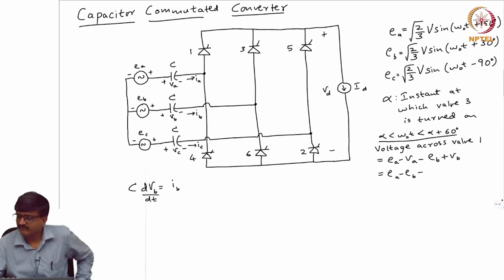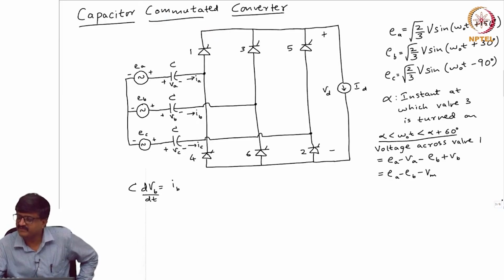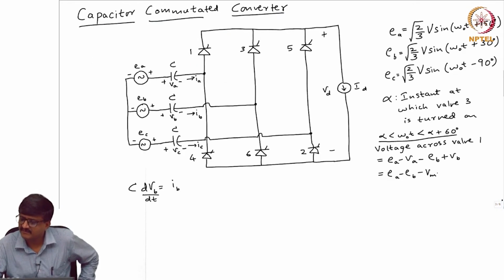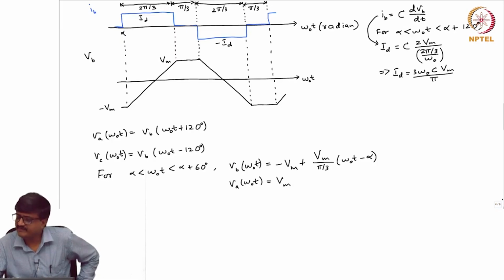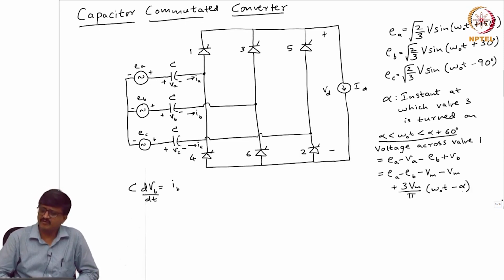So, I have minus Va, which is nothing but minus Vm, and minus, sorry, not minus Vb, plus Vb. So, plus Vb is minus Vm plus 3 Vm by pi into omega t minus alpha. So, this is the expression for voltage across valve 1.